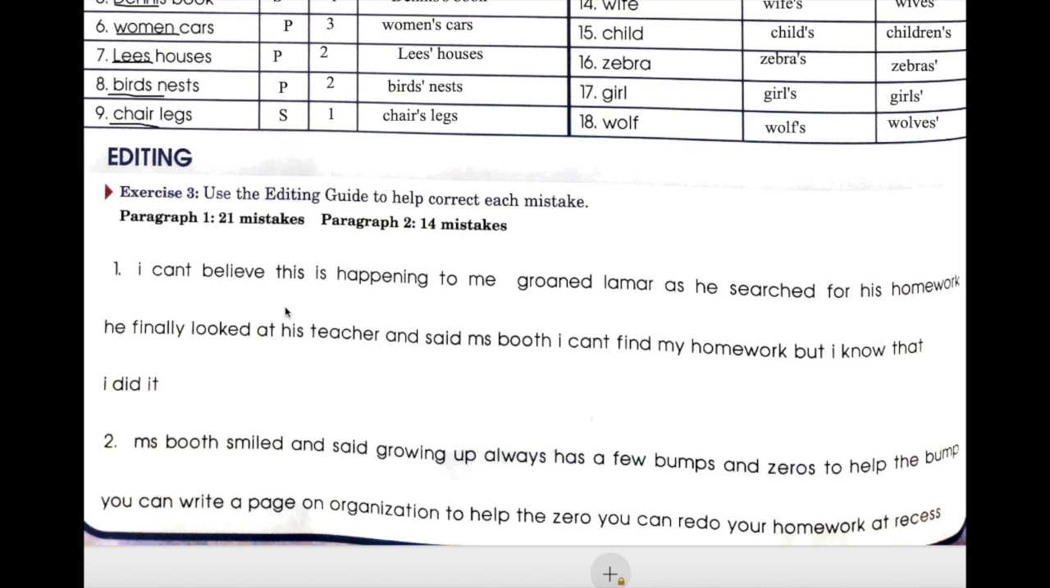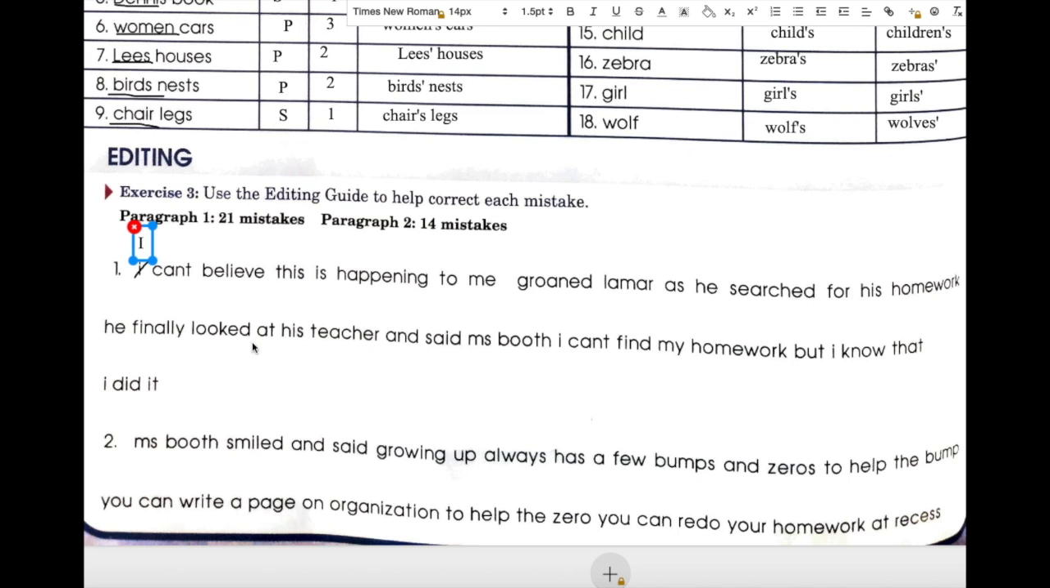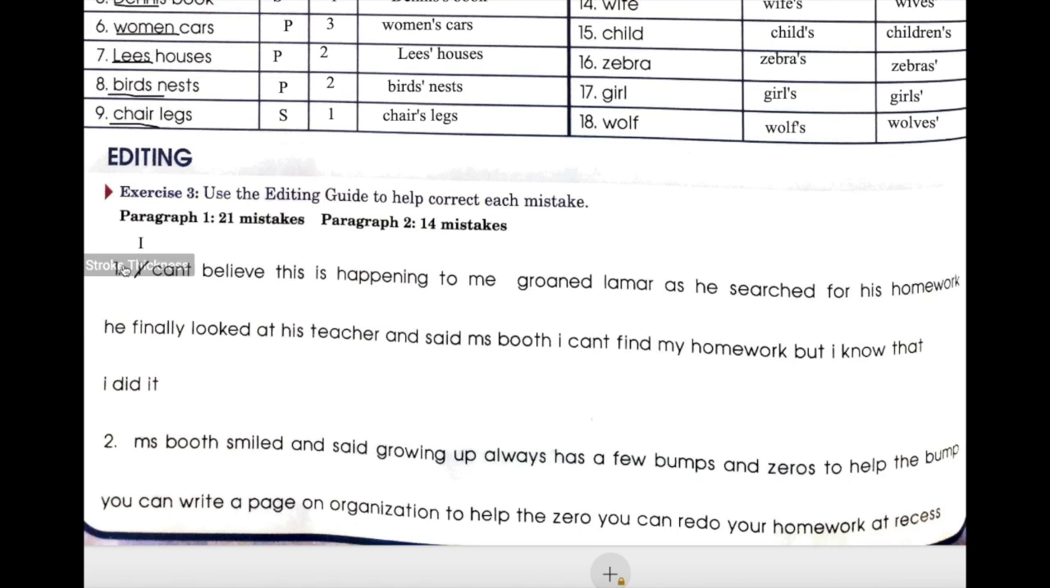For this one, it doesn't say to underline your explanatory words, so we're not going to. I know you're used to that, and honestly, I kind of like when they have you do that, but they're not having you do it for this one. All right, let's capitalize I. Let's put quotation marks around what's being said. I can't believe this is happening to me.